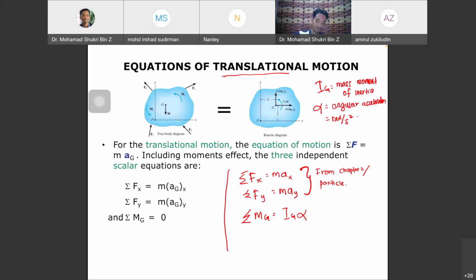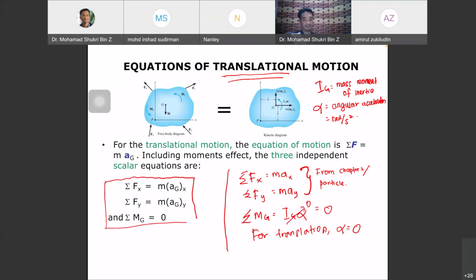Specialnya tentang translation ni. Translation, gerakan lurus. For translation, alpha is equals to 0, sebab dia berpindah lurus. Dia tak berpusing, so tak ada angular acceleration. So alpha is 0. Summation of moment terhadap G is equals to 0. That's why we have this equation translation.